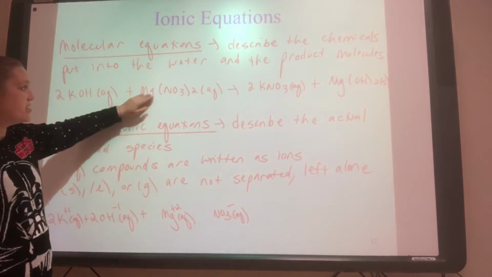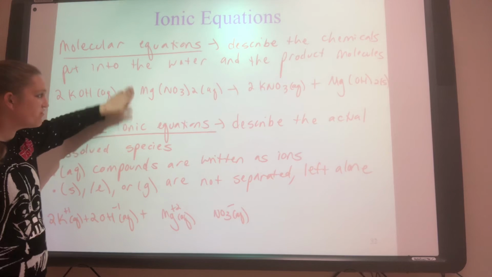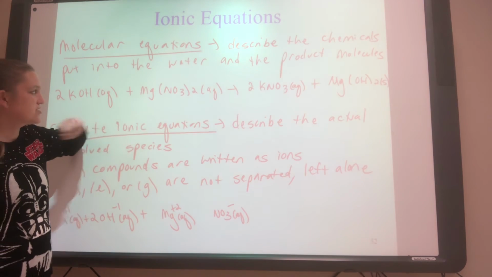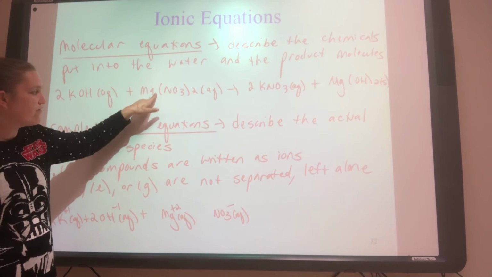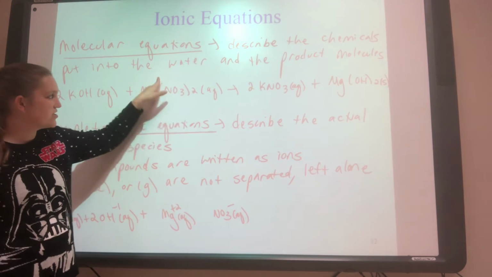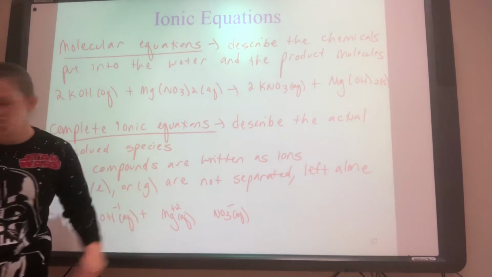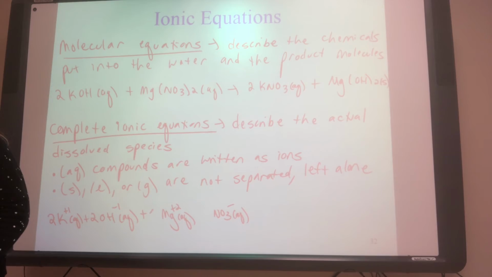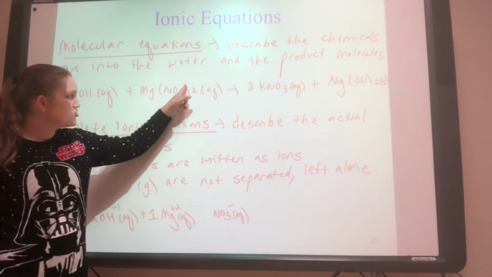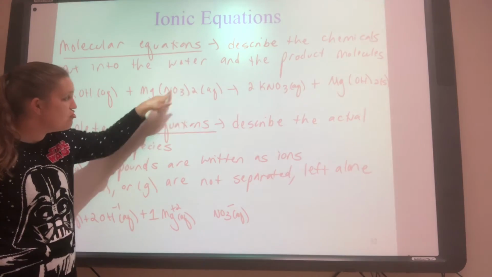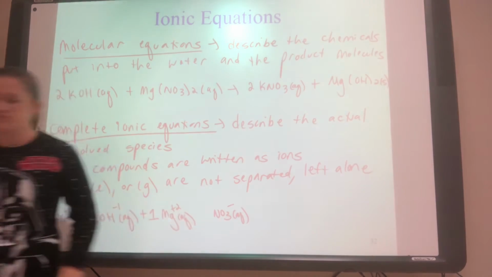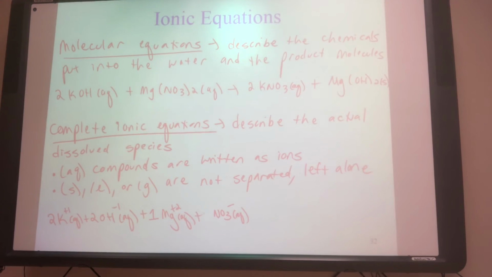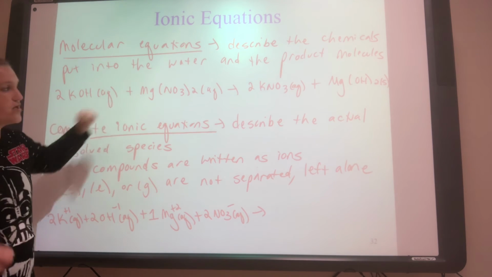Now I ask, how many Mgs do I have? I don't have a coefficient, so I just look at the equation itself. In this equation, I have 1 Mg because the 2 only goes to everything in parentheses. So I have 1 Mg, and you could write a 1 if you wanted. I have a 2 here, which means there are 2 of these NO3s. So plus 2 of the NO3s. That's everything on the left side. Now I've taken everything on the left side and broken it apart.